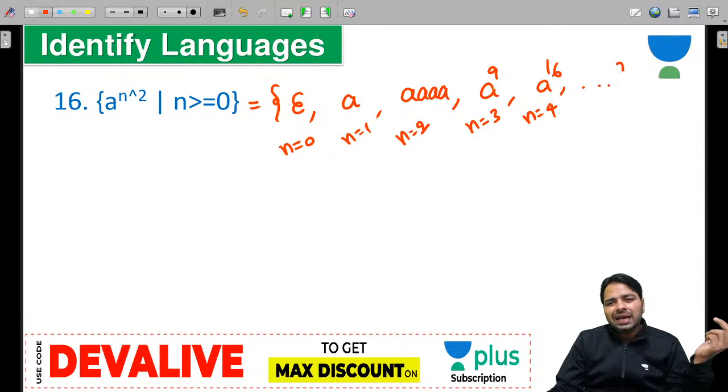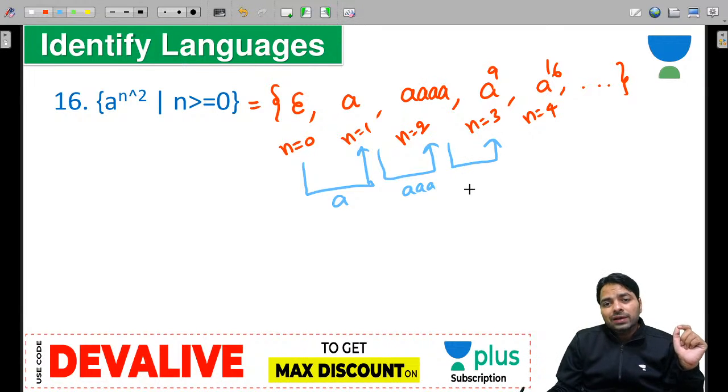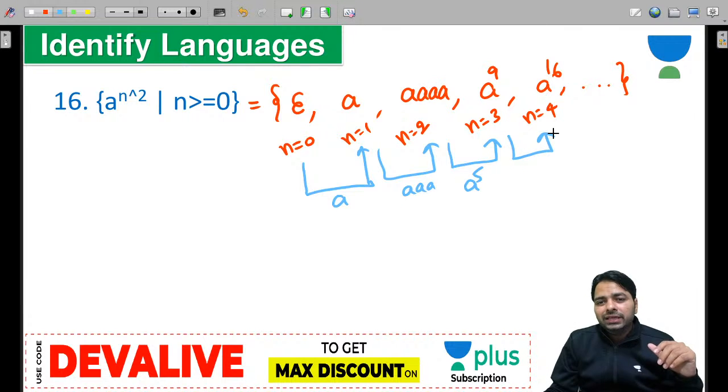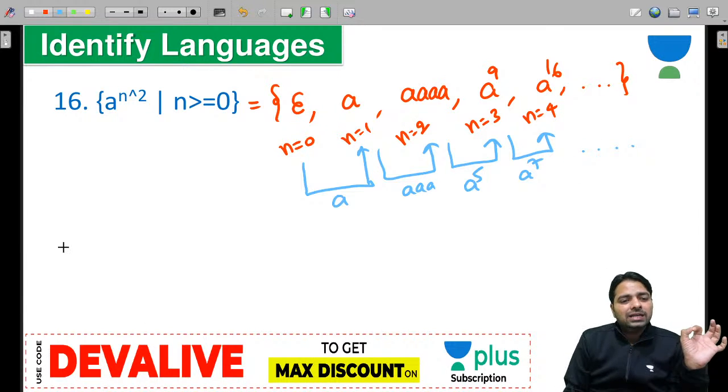Can you see any kind of arithmetic progression? If you look between 2 strings, you will get a distance of 1 a. Between these, a power 4 and a power 9, a power 5 is the distance. And between 9 and 16, you will have a power 7 distance, guys. There is no common distance. It's trying to increase something. And you know that n square doesn't form an AP. Not forming an AP.